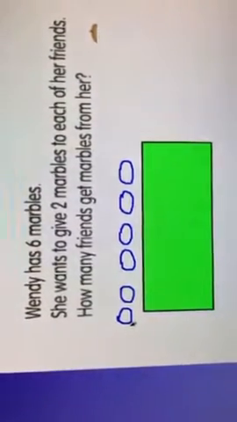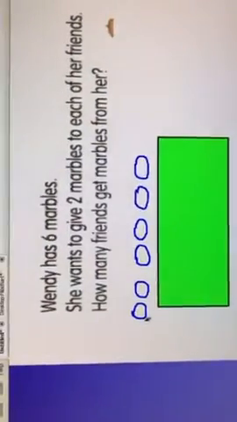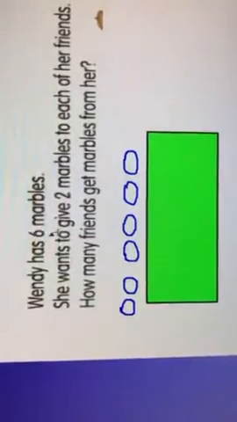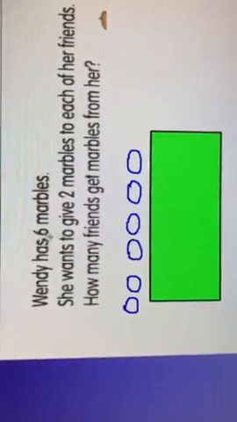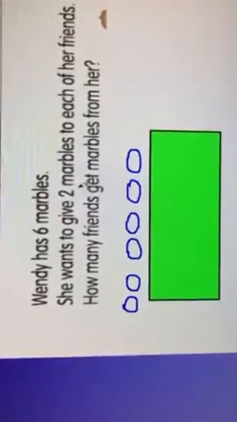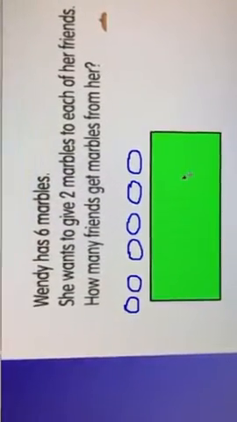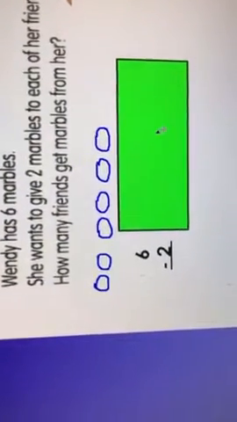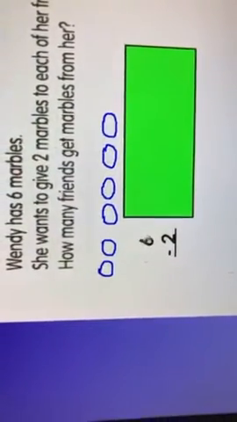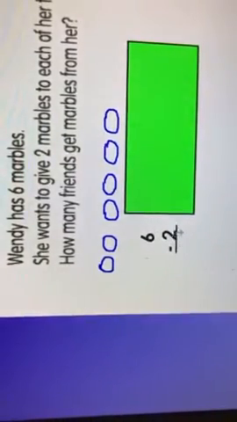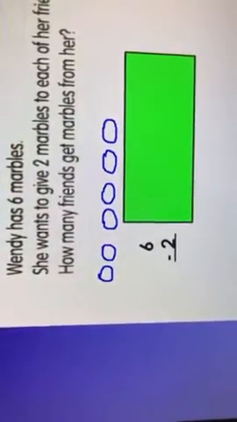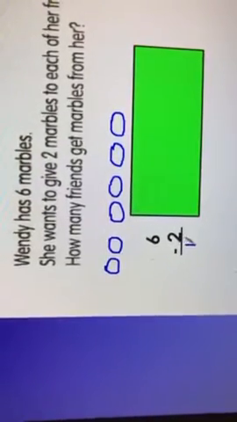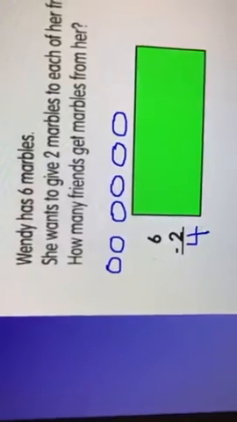We can solve this problem by using repeated subtraction. So we're going to start by taking the total number of marbles and then subtracting how many marbles she's going to give to each friend. So if we look at it, there is our first problem. Wendy has 6 marbles, and she's going to give 2 to each friend. So now we're going to subtract, and 6 minus 2 equals 4.